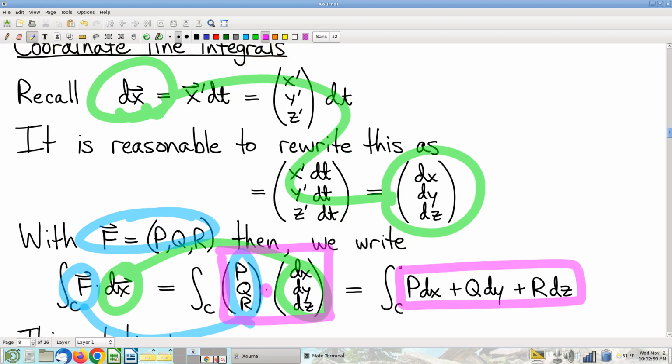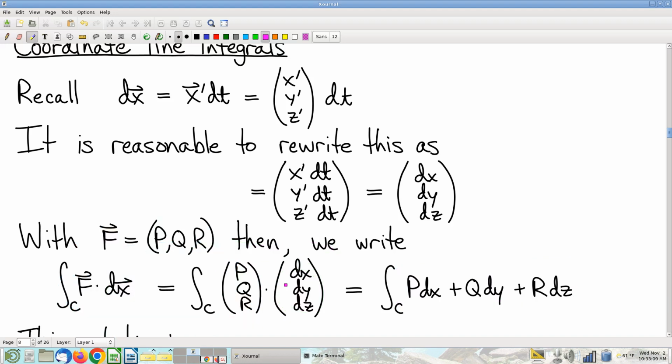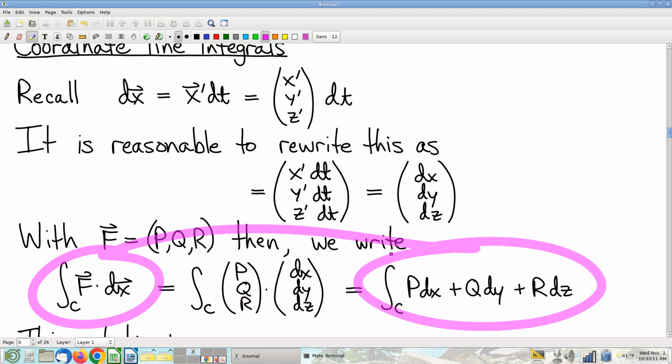So, I claim not really much happened here. This is just fiddling with how we choose to write things. But the nice punchline is I have an alternative way to write a vector line integral. Instead of writing F dot dx, you can write P dx plus Q dy plus R dz. And just keep in mind, when you write it like that, the P, the Q, and the R are the components of the vector field.